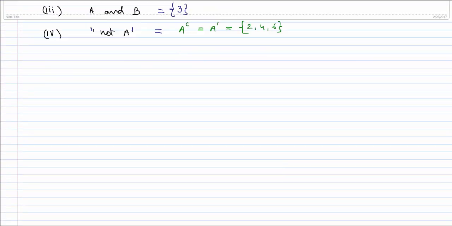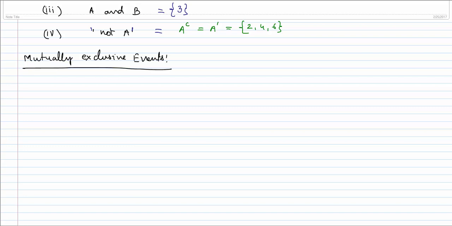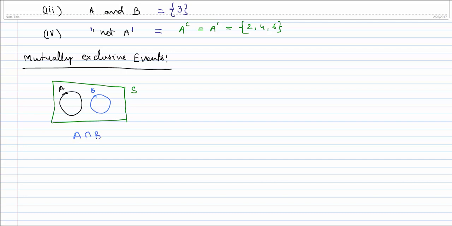Let's have another theory, mutually exclusive events. What are mutually exclusive events? Before proceeding, let's have a Venn diagram for mutually exclusive events. Let's say this is a sample space S and we have event A and another event B like this. So what we are getting here, A intersection B, we are having the empty set. So if we have two events A and B such that A intersection B is the empty set, then we will say that A and B are mutually exclusive events.